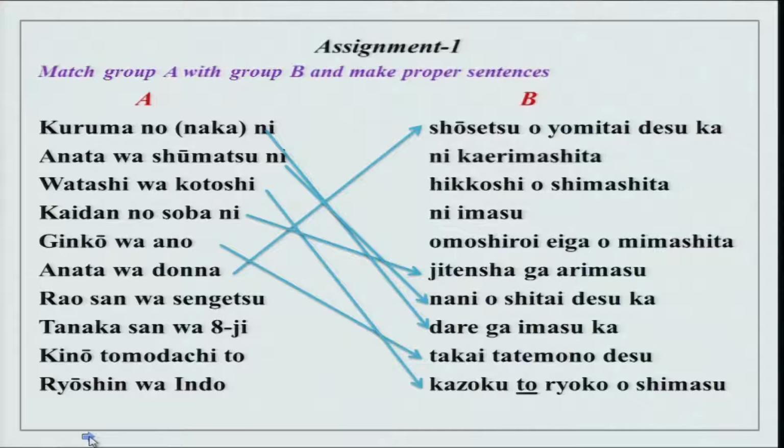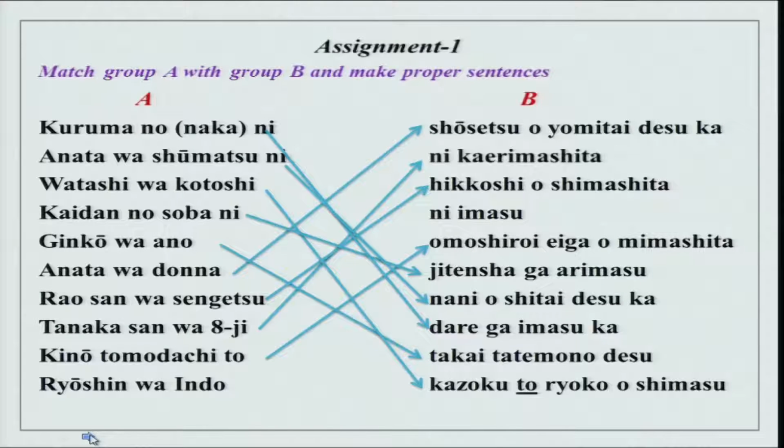Then, anata wa donna shousetsu o yomitai desu ka? Donna, which type of? Rao-san wa sengetsu hikkoshi o shimashita. Because of sengetsu, shimashita is used, a time expression in the past. Tanaka-san wa 8 ji ni kairimashita. After time, the ni particle will be used, as we have been doing all along.